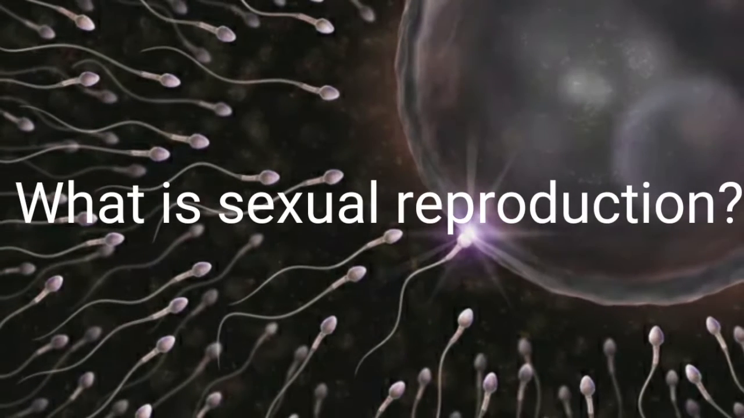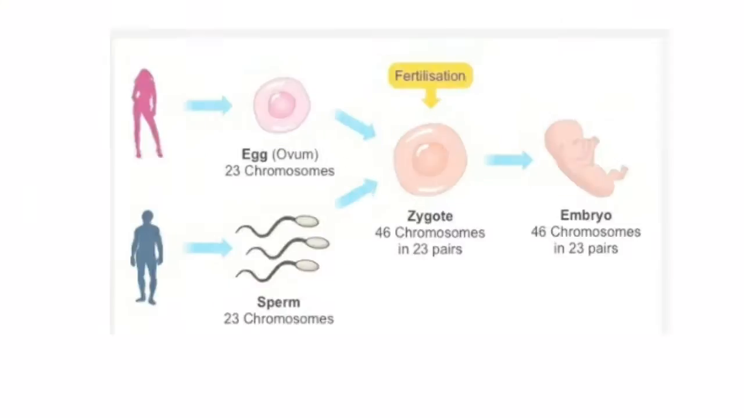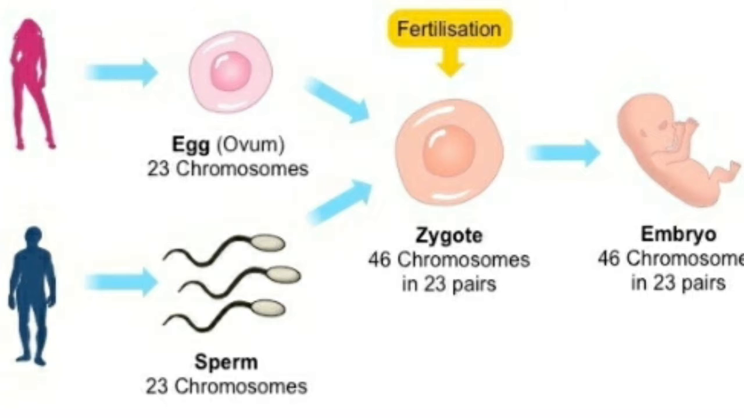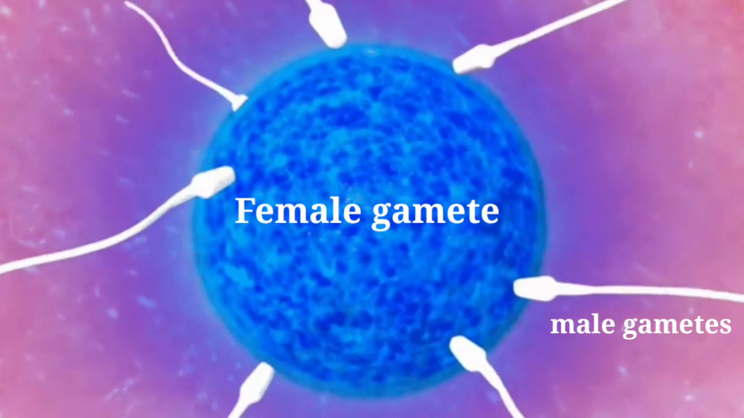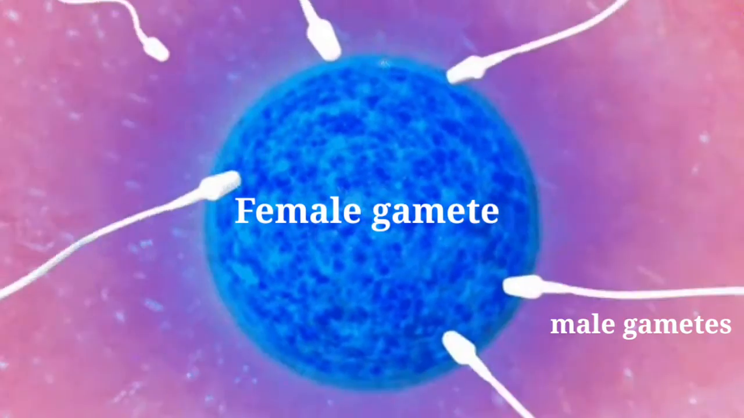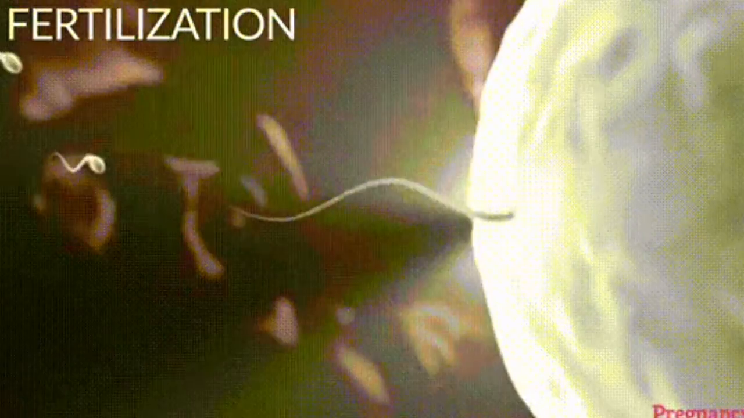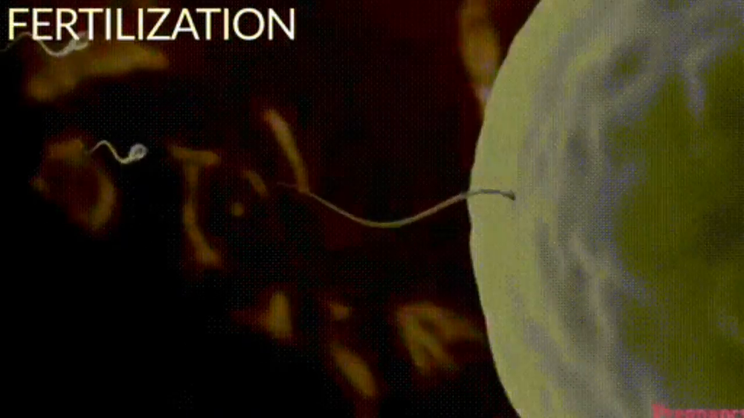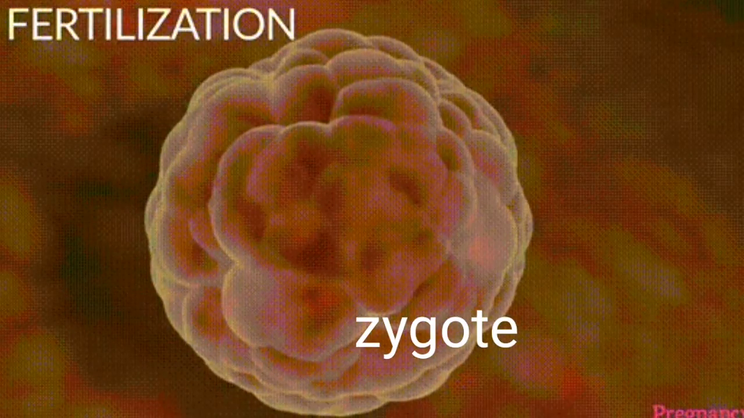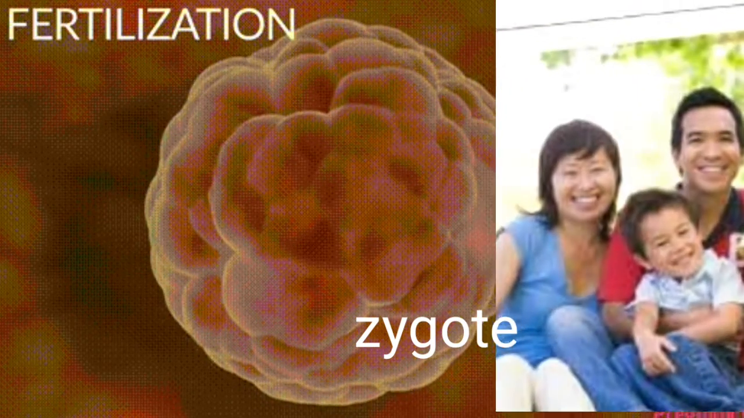What is sexual reproduction? Sexual reproduction is a kind of reproduction where two parents, that is, of the opposite sex, participate in the reproductive process and it also involves the fusion of male and female gametes. Sexual reproduction involves formation of the male and female gametes either by the same individual or by different individuals of the opposite sex. These gametes fuse to form the zygote, which develops into new organisms.